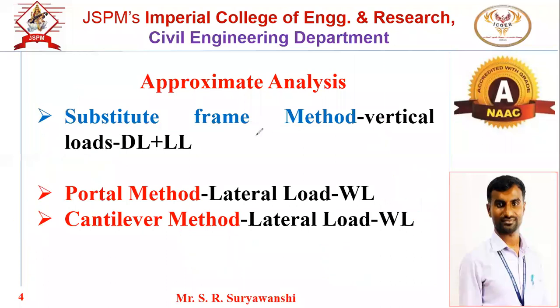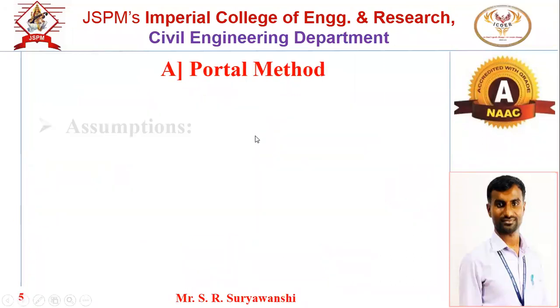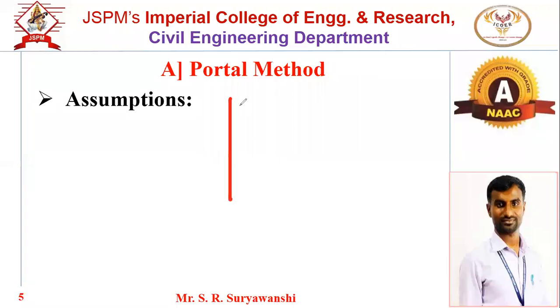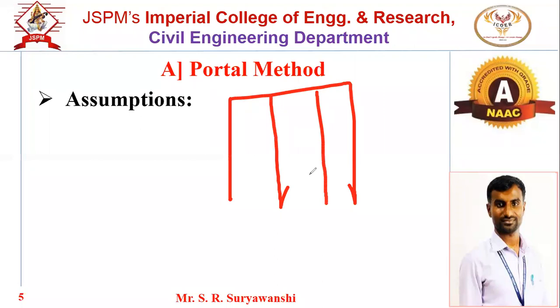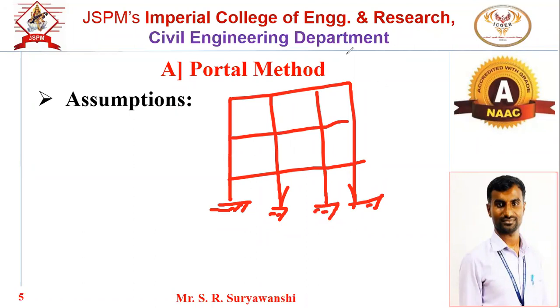Now we will start with the portal method. So first method, portal method. What assumptions do you have to make? Initially the given multi-storied building frame is statically indeterminate. So using certain assumptions, we have to convert this statically indeterminate frame into a statically determinate one. So what are the assumptions?